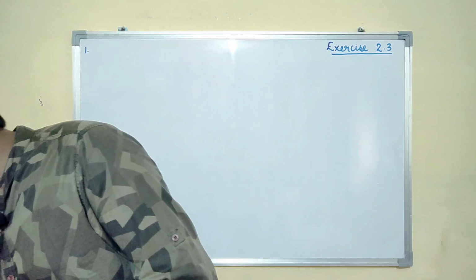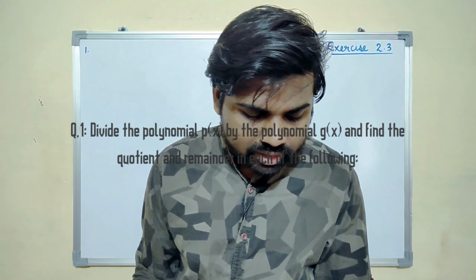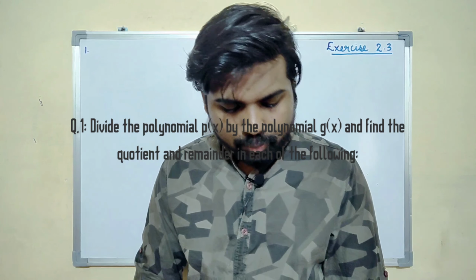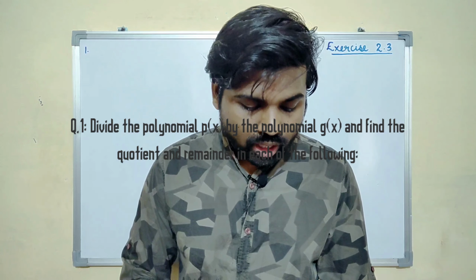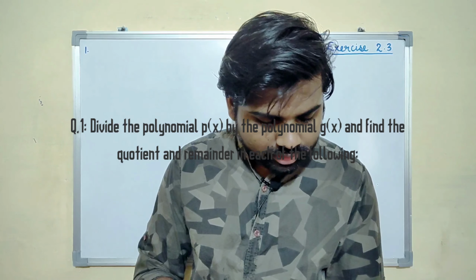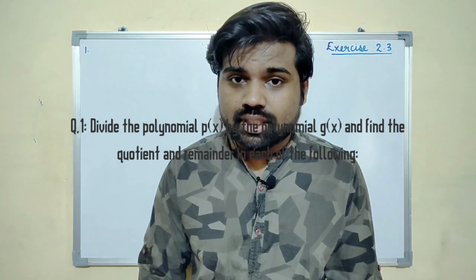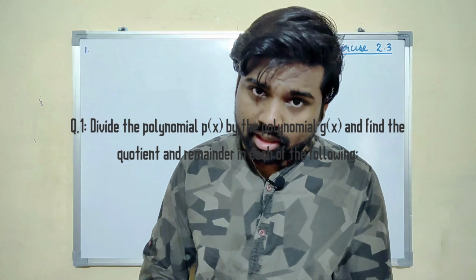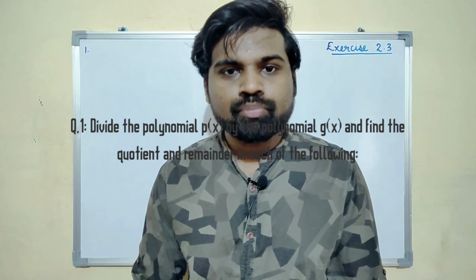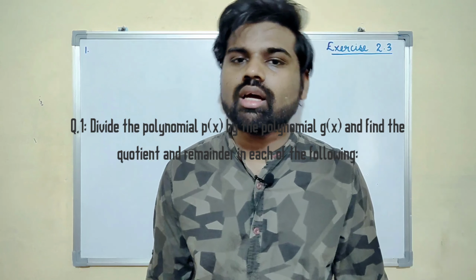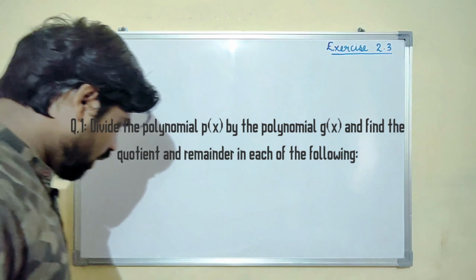So let us see the exercise, in which the very first question is to divide the polynomial p(x) by the polynomial g(x) and find the quotient and remainder in each of the following. This is a very simple question. They are asking you to divide a polynomial by another polynomial and you have to tell the remainder and the quotient. So let us write it down.